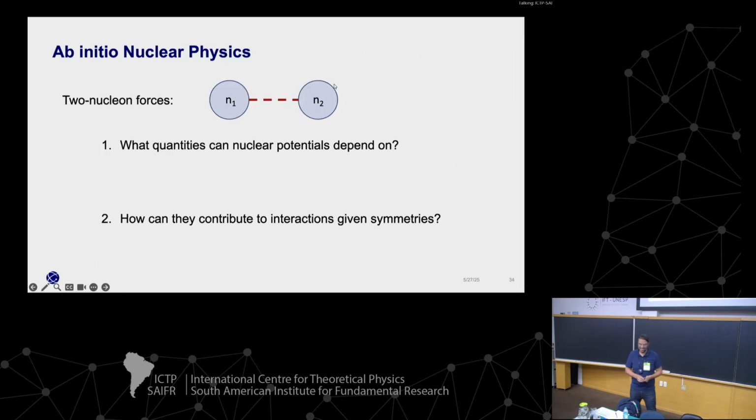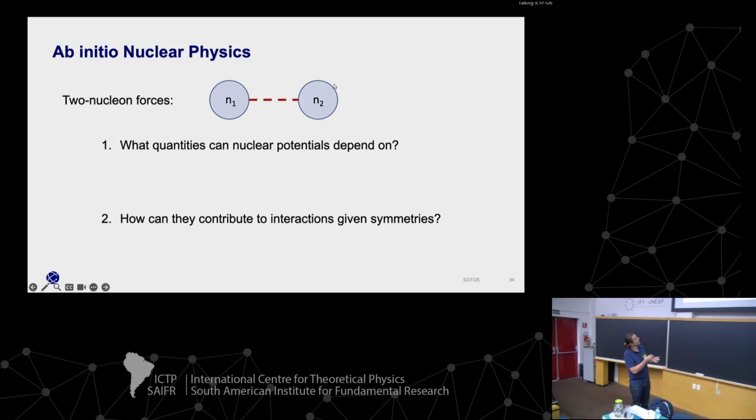And so, let's say we have two neutrons. Which quantities do you think the potential could depend on? What do you think?